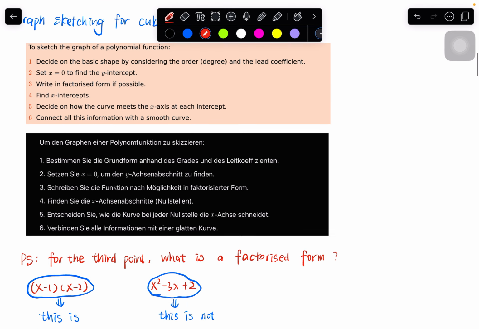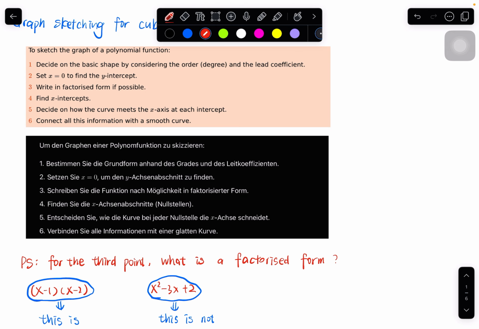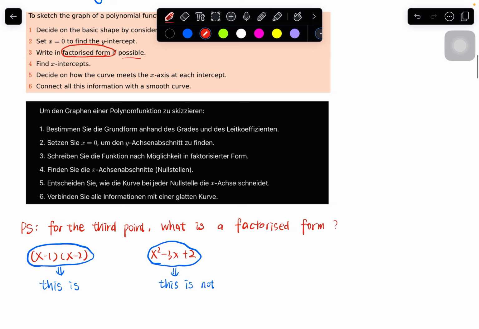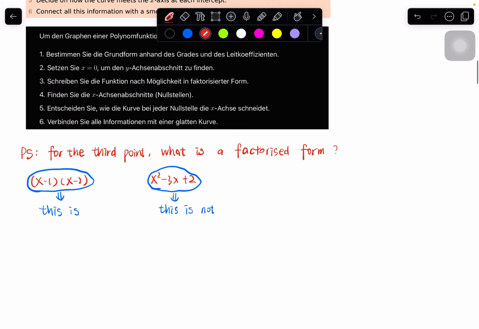There's a little note about the third step, which is write in factorized form if possible. So now I'm gonna talk in advance about what a factorized form is. It's quite easy. It's just like a definition. So for the third point, what is a factorized form? I write it here for you.